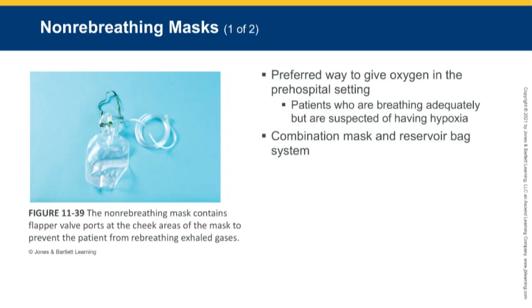The non-rebreathing mask is one of the most effective ways to deliver high concentrations of oxygen to a patient who is breathing adequately but showing signs of hypoxia. It consists of a face mask with an attached reservoir bag that stores oxygen. One key feature is the one-way valve, which prevents the patient from rebreathing exhaled gases while allowing high-flow oxygen to be inhaled. This ensures a high concentration of oxygen delivery, making it ideal for patients with respiratory distress, shock, or carbon monoxide poisoning.